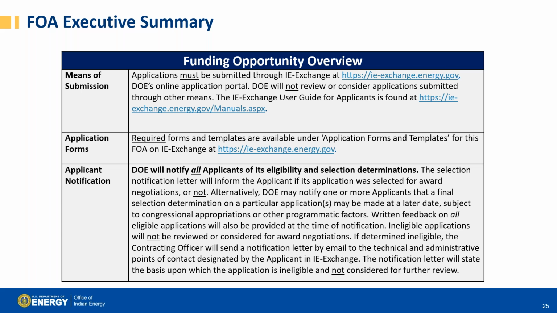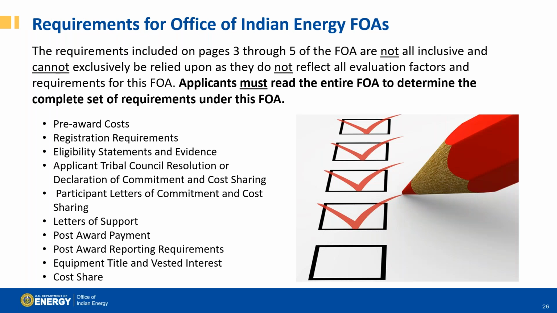Next slide, we are on slide 26. The requirements included on pages 4 through 6 of the FOA document and listed on this slide are not all inclusive. I think we've been saying that a lot, but we wanted to drill that in. They cannot exclusively be relied upon, as they do not reflect all evaluation factors and requirements for this FOA. Applicants must read the entire FOA to determine the complete set of requirements under this FOA.